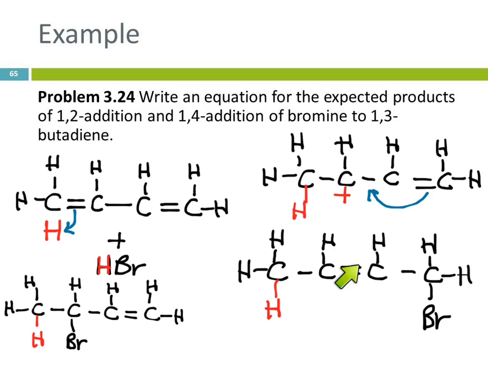Now, can you do that without thinking through the mechanism? Yeah, you can, but just be careful that you don't lose the second double bond. We're adding 1 HBr, and so only one of the double bonds goes away. The other double bond is still there, but it moved over. And that doesn't seem like it should be able to happen, but it does. So here's one product, the 1,4 addition, and this is the 1,2 addition. Any questions?